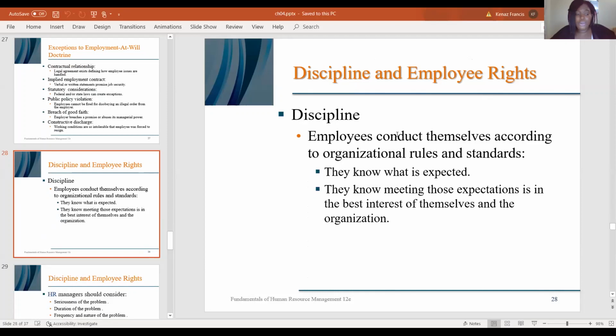So, discipline and employee rights. Employees conduct themselves according to organizational rules and standards. They know what is expected. They know meeting those expectations is in the best interest of themselves and the organization.